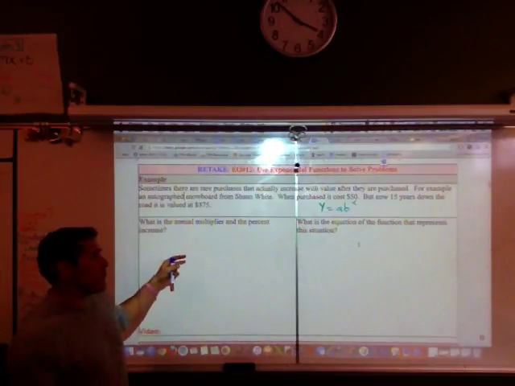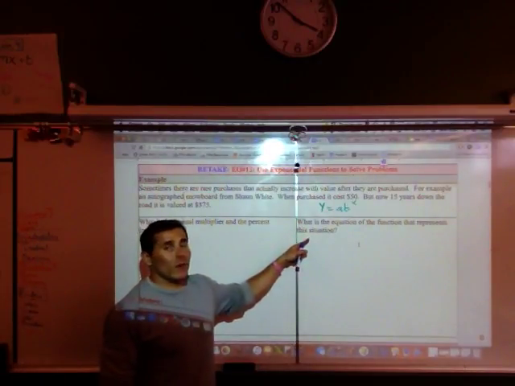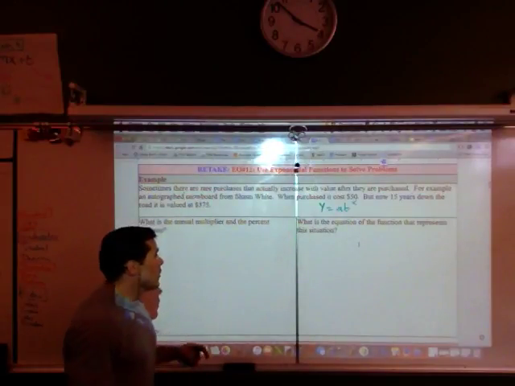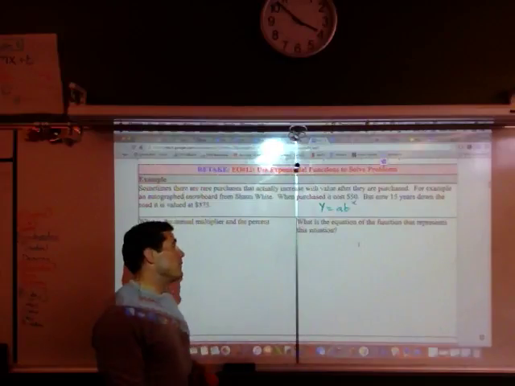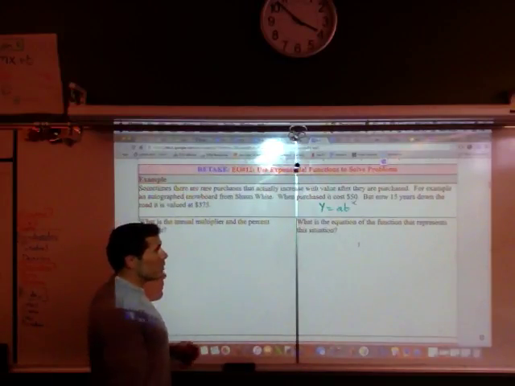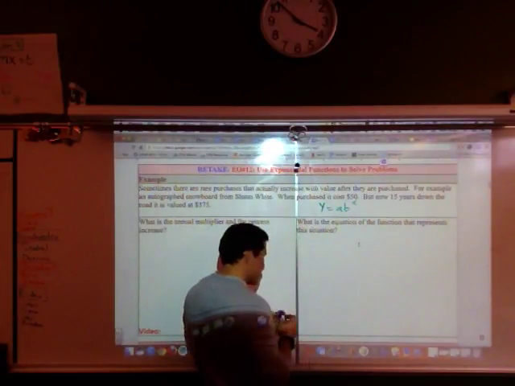So that's two questions in one. And then what's the equation that represents this situation? So we'll have to use this for our equation. We're actually going to use this to help us find our multiplier as well. So let's read this over.